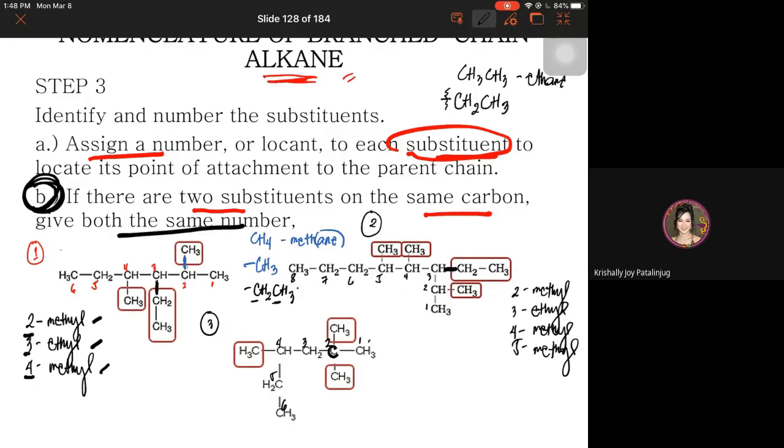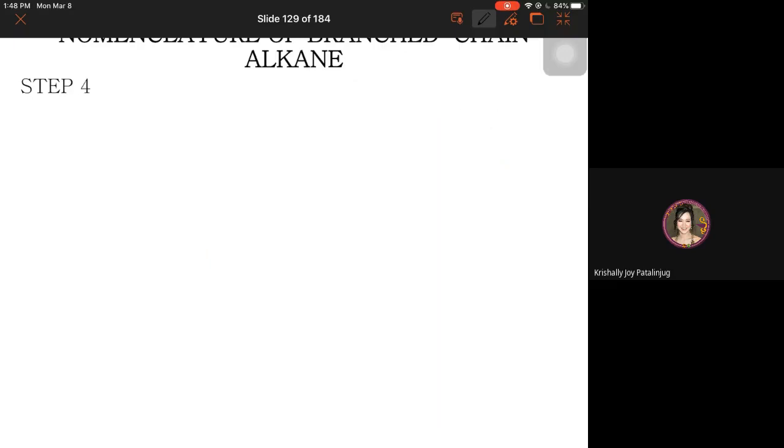So, that means one is 2-methyl, and the other is also 2-methyl. You provide a location for each, even if their attachment is the same, so we know where the substituents are attached. Okay? And then on the fourth, this is the fourth carbon, there is also a methyl. So that is step number 3, simply assigning or numbering the substituents to locate where they are attached to the parent chain.